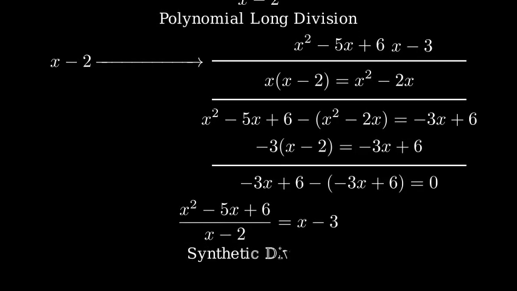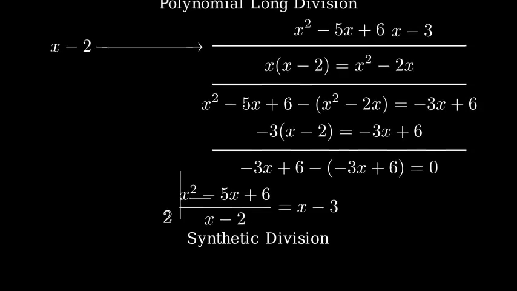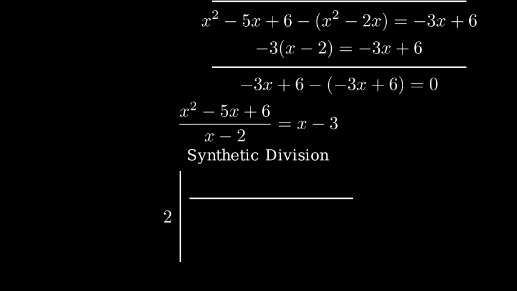Let's also look at synthetic division, which is a shorthand method for dividing by a linear binomial of the form x minus a. For our example, x squared minus 5x plus 6 divided by x minus 2, we first write down the value of a, which is 2. Then we write the coefficients of the dividend: 1, negative 5, and 6. We bring down the first coefficient, 1.